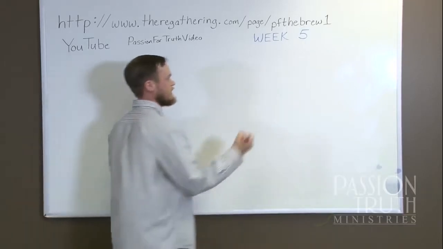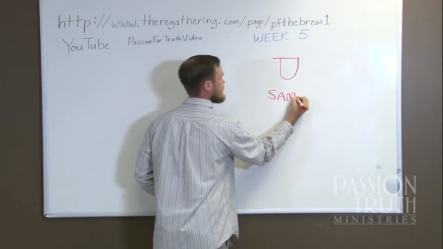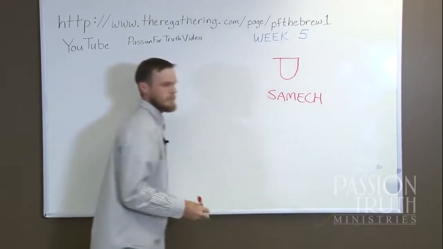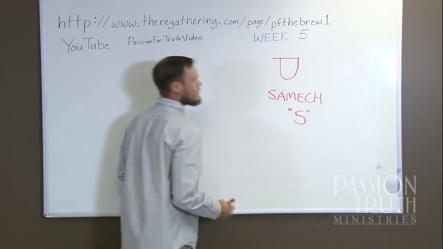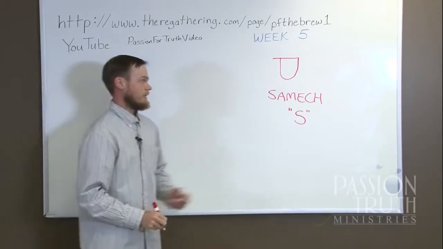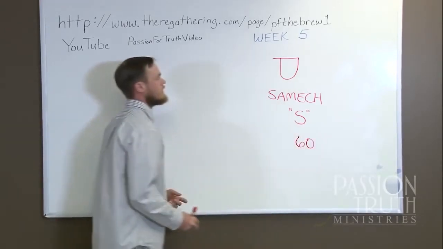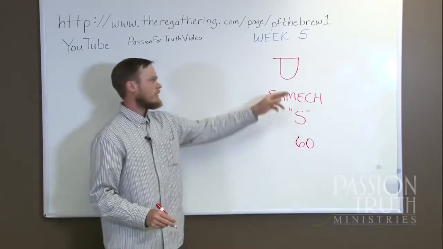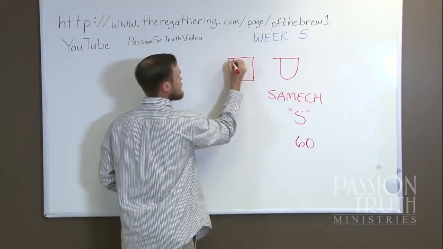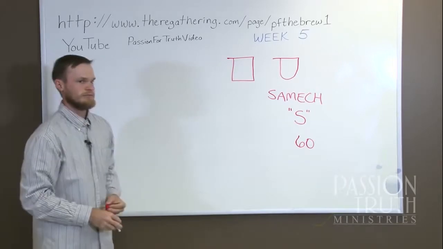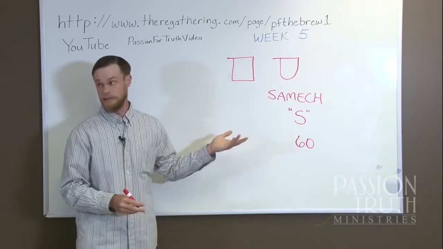Our next letter is Samech. Okay. Samech makes the sound of the letter S. Numerical value is 60. And the Samech looks very much like a final mem. In fact, the two are, in certain fonts, almost indistinguishable from each other. Of course, you'll never see a final mem anywhere other than the end of a word, so that's one way of definitely telling them apart.